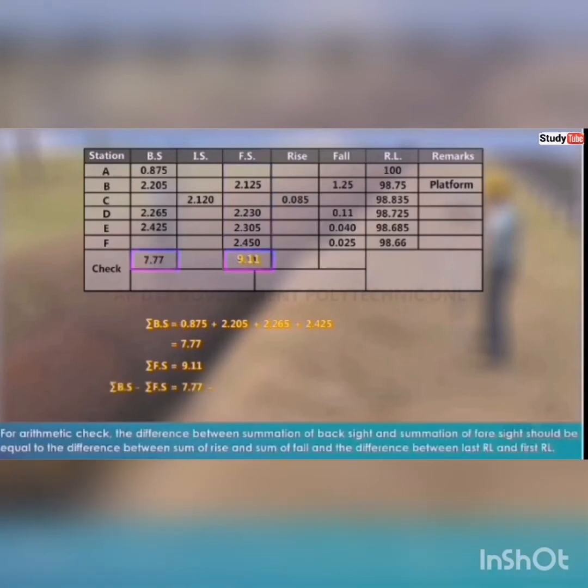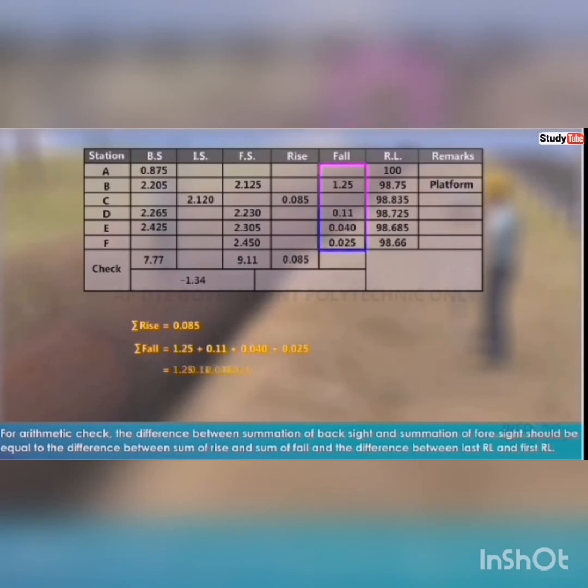For arithmetic check, the difference between summation backside and summation foresight should be equal to the difference between the sum of rise and sum of fall, and the difference between the last RL and first RL.